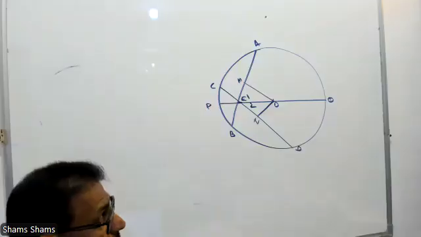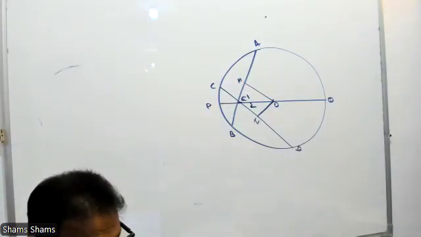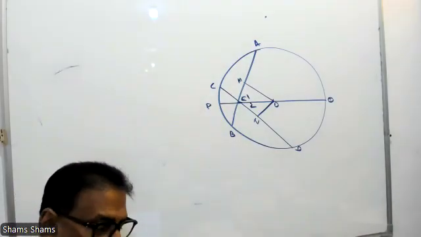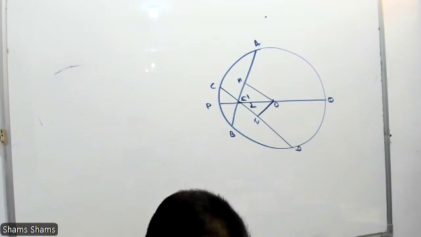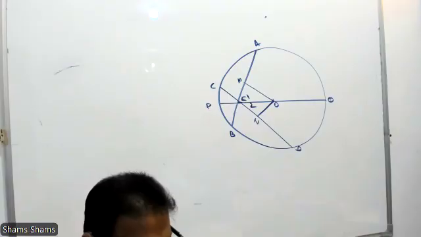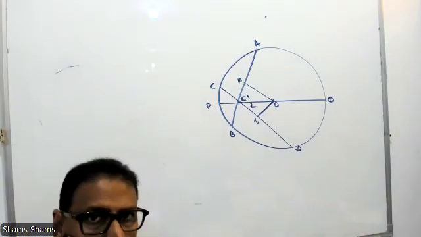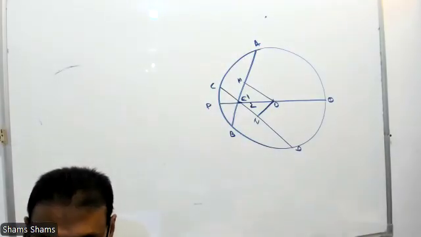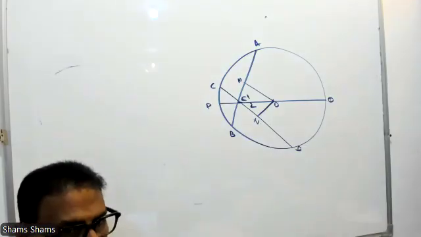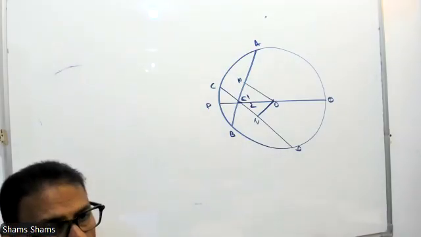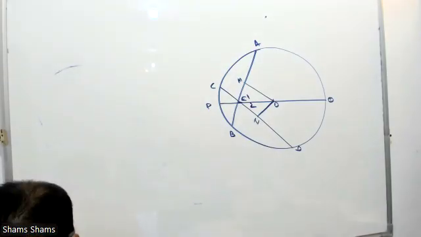Then PQ is a diameter passing through E such that angle 1 equal to angle 2. To prove: AB equal to CD.